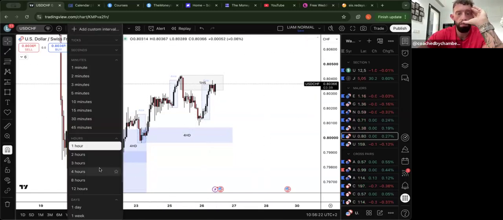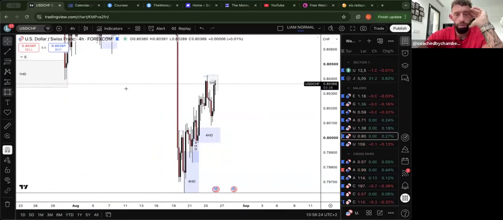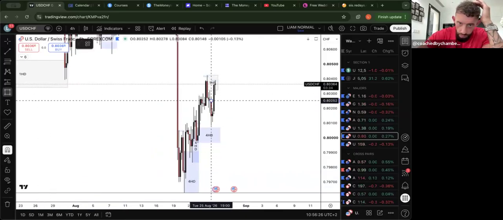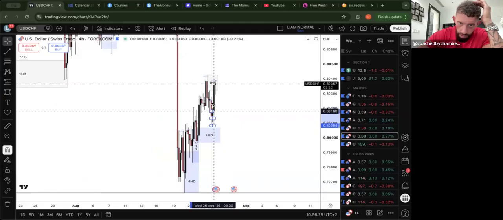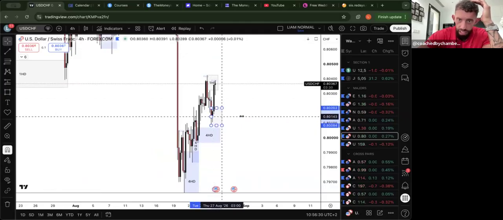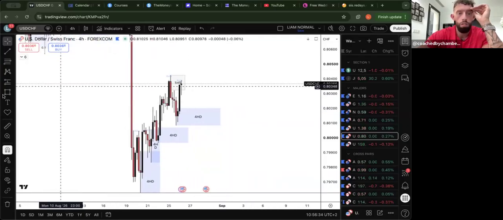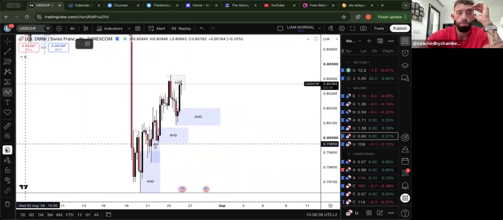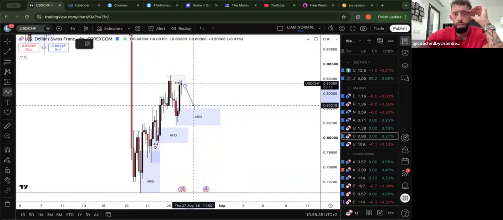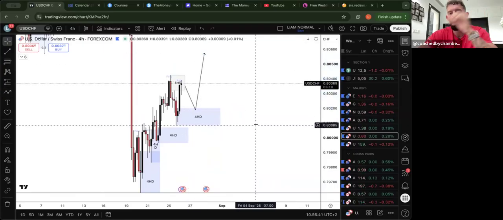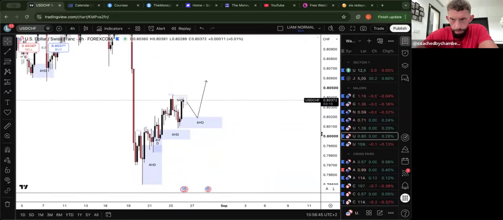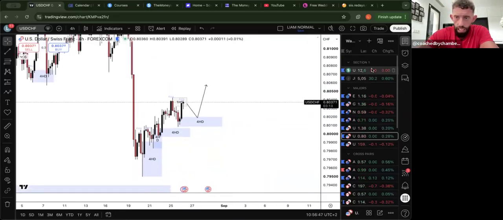If you go into the four, you can see that we have created this. Let me just mark that out. From the start of this imbalance here, this 4 hour demand area here. So ideally, if USD CHF was to carry on bullish, then that will be my next area of interest. So yeah, hopefully that makes sense to you guys.